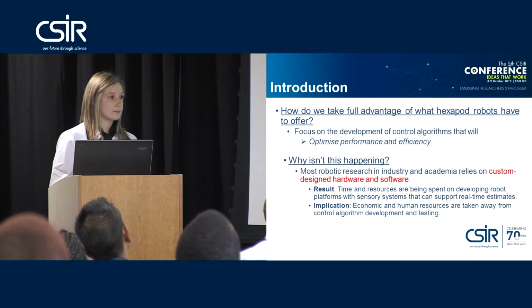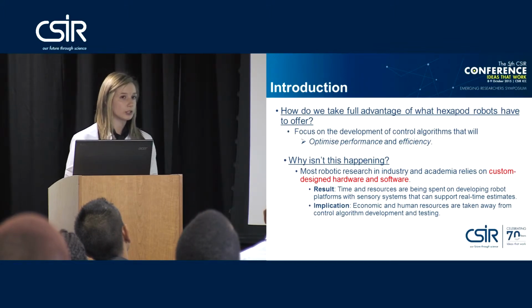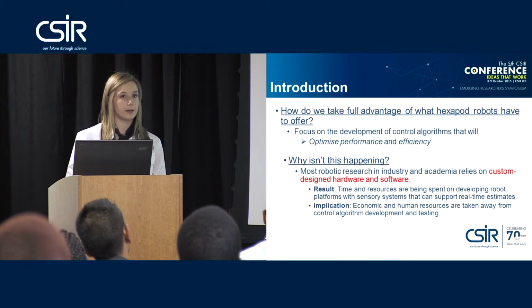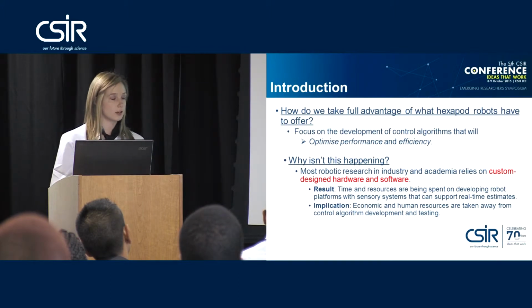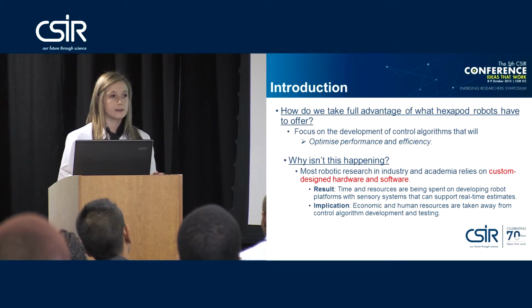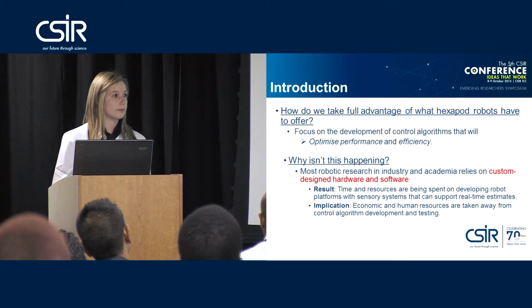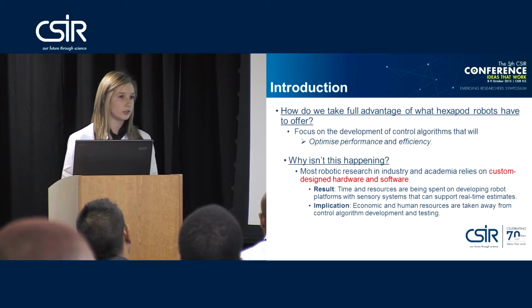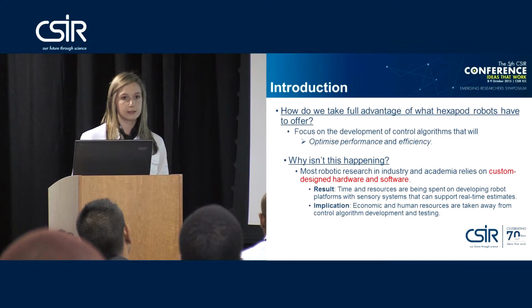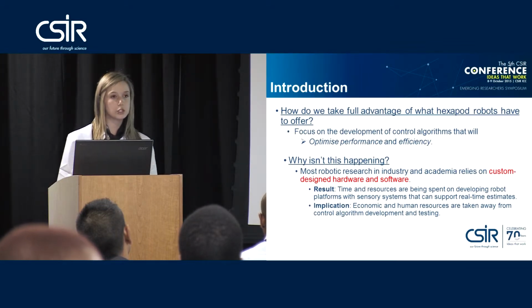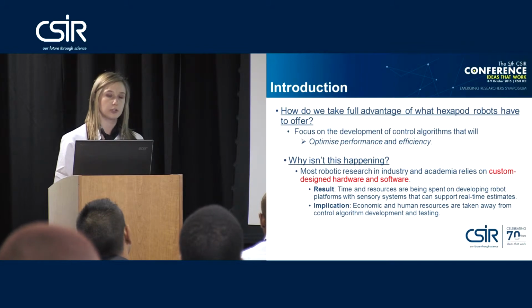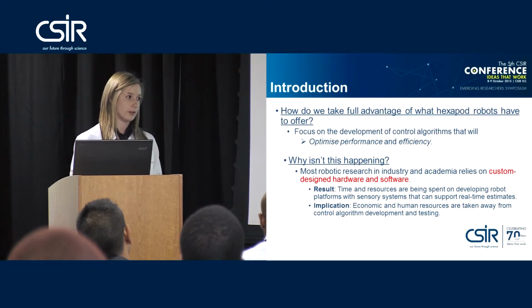This leads to our next main limitation, which is that most robotic research in the industry and academia makes use of custom-designed hardware and software. This means that a lot of time and resources are being spent on the development of a robot platform with a good sensory system and reliable real-time state estimation, which takes economic and human resources away from control algorithm development and testing.